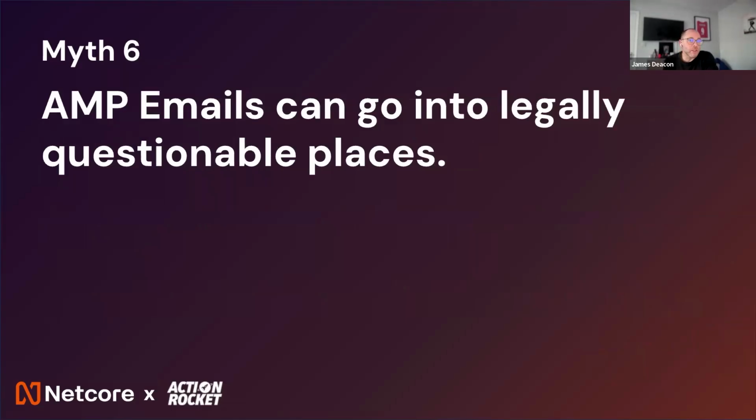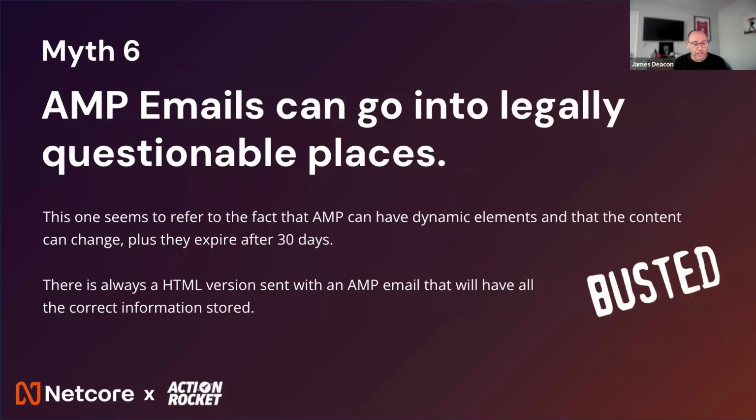And then myth 6, I think this was probably one of the early day myths. I think so, yeah. Don't hear it as much anymore, but AMP emails can go into legally questionable places. We all love a legal question. So we have this as busted because I think, probably alluding to the early days of AMP, there was concern that some emails would have dynamic elements that would change content-wise, expire after a certain amount of time, perhaps deem one price and then another, depending on the time period. But as we've alluded to before, there's always an HTML version sent with an AMP email anyway that ultimately will have the correct info and be the fallback after a period of time if needs be.